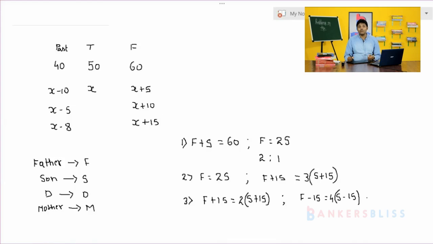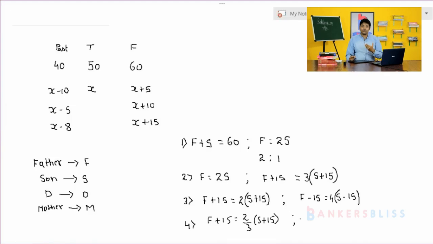Next you have one more variety, which is a bit more complicated than variety number 2 and variety number 3. Let us discuss the fourth variety. After 15 years, the age of the father will be 2/3 the age of the son. So this is one condition.